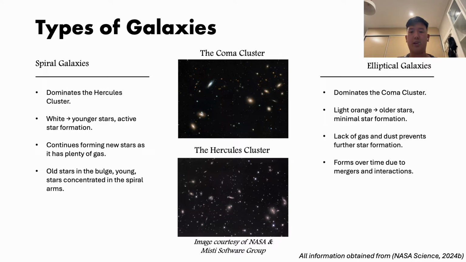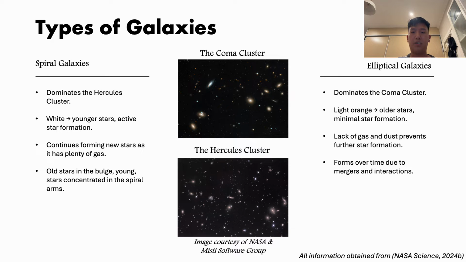examples. Spiral galaxies, predominantly seen in the Hercules cluster, usually appear white with well-defined spiral arms and show active star formation. In contrast, elliptical galaxies, which dominate the Coma cluster, appear light orange due to their older stellar populations and lack of gas for new star formation. They form over time through merging events.